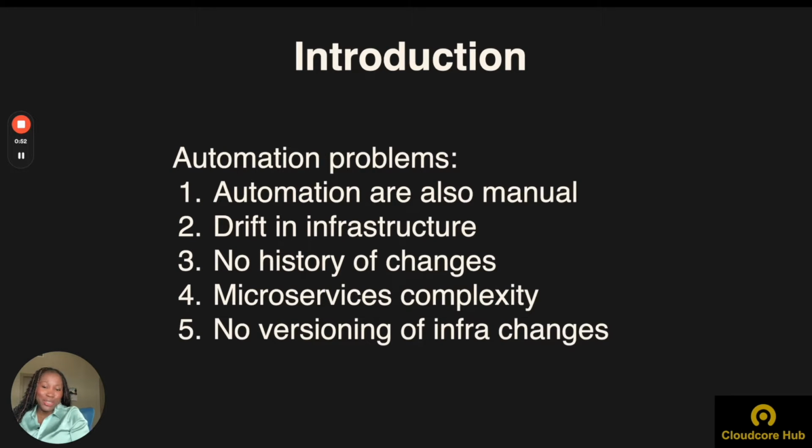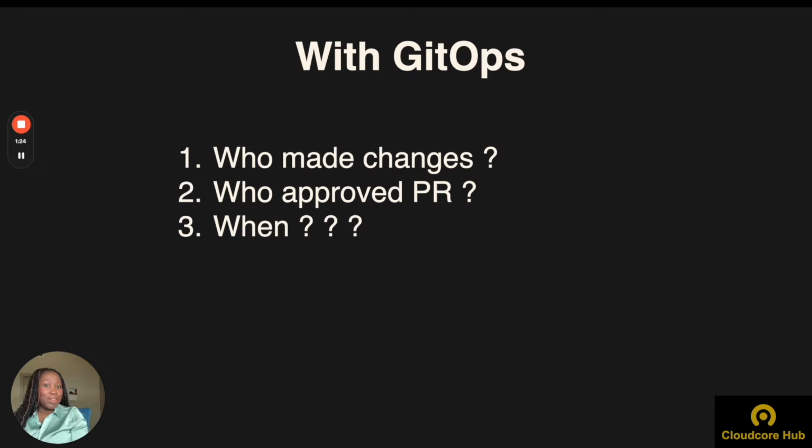So a quick introduction, just some little issues with automation and the problems. Automations are manual. There is always a drift in infrastructure, no history of changes, microservices complexity, there is no versioning of infrastructure changes. So what is GitOps?